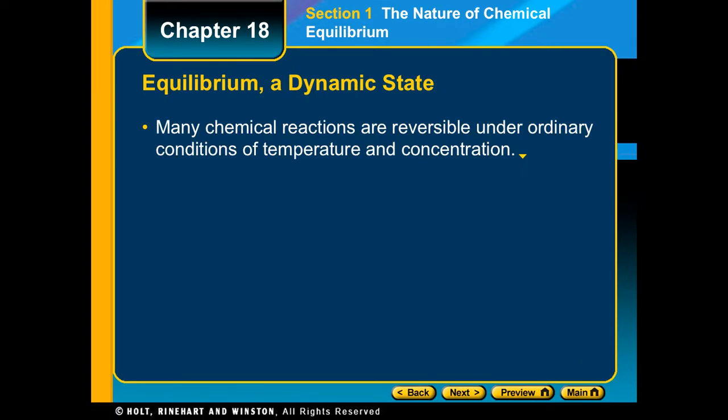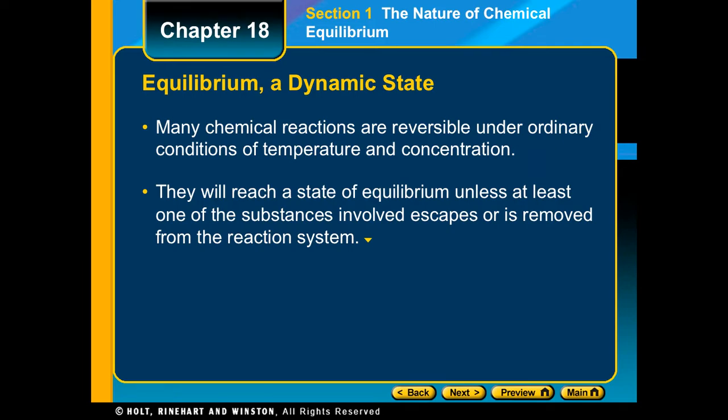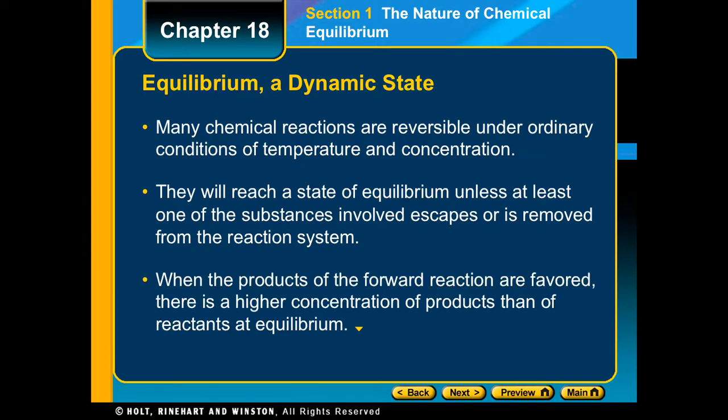This means that many chemical reactions are reversible under ordinary conditions of temperature and concentration. They will reach the state of equilibrium unless at least one of the two substances involved escapes or is removed from the reaction system. When the products of the forward reaction are favored, there is a higher concentration of the products than that of the reactants at equilibrium. That's when we say the equilibrium lies to the right.